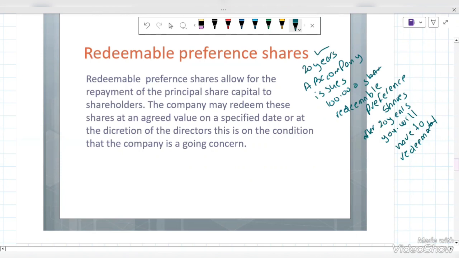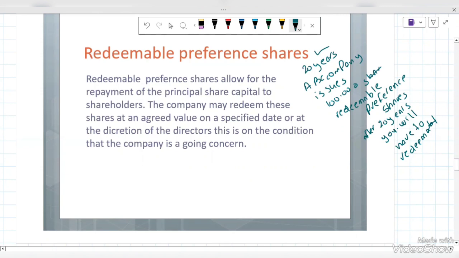Like if it is about the ordinary shareholders, if I purchase ordinary shares, it means that I am an owner of the company, and I can be a part of the company maybe more than 20 years, 30 years, 50 years, as long as the company is a going concern. So I can be part of that company forever.